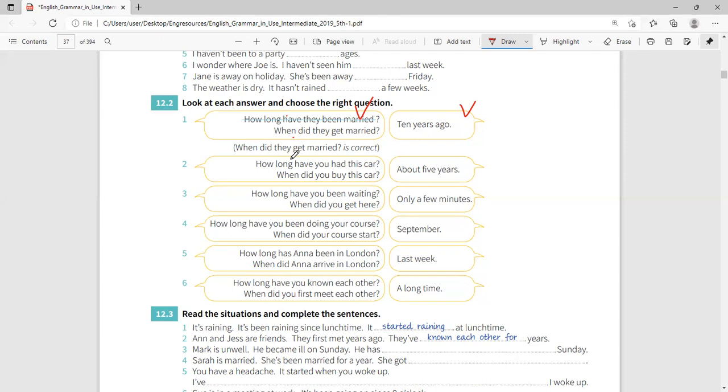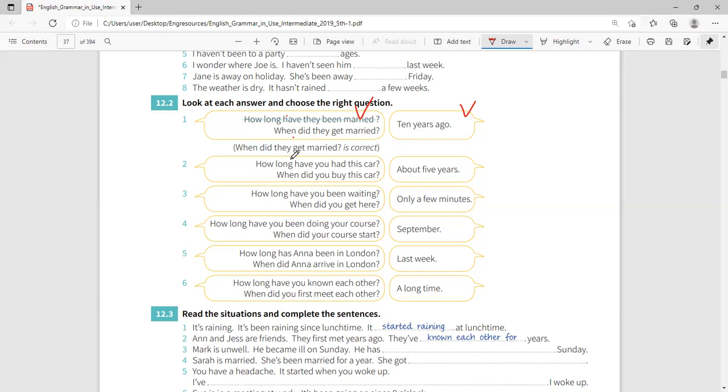Number 2, Sagal. How long have you had this car? When did you buy this car? The answer is about 5 years. I can say how long have you had this car? See, about 5 years. But if it was when did you buy this car, it will be about 5 years ago, isn't it? Yes, ago. Good.